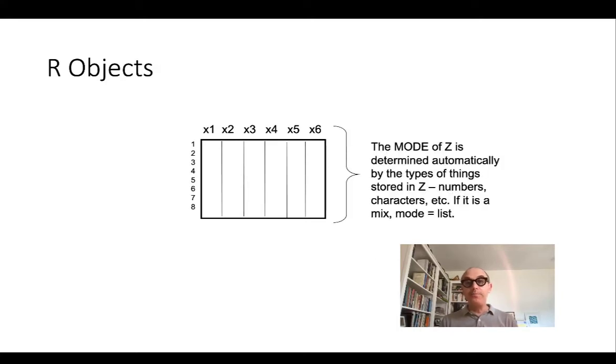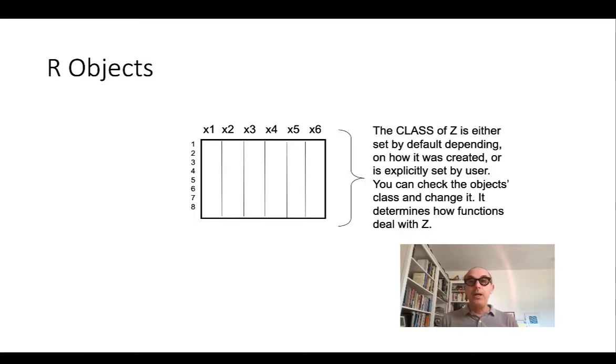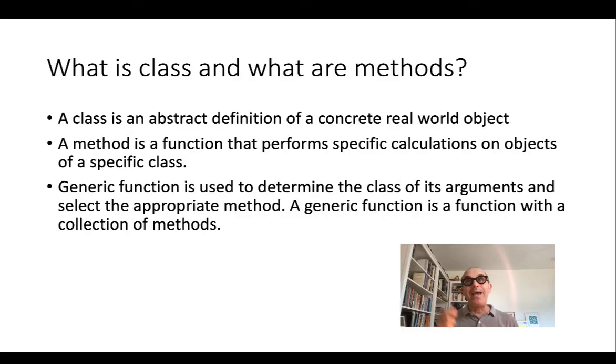So for our object, the mode of Z is determined automatically by the type of thing stored in Z: numbers, characters, etc., or if it is a mix, a mode or a list. The class of Z is either set by default on how it is created, or it is specifically set by you as the user of R. You can check the object class and change it if you are using other people's packages, and you can check and change the class within the function itself.